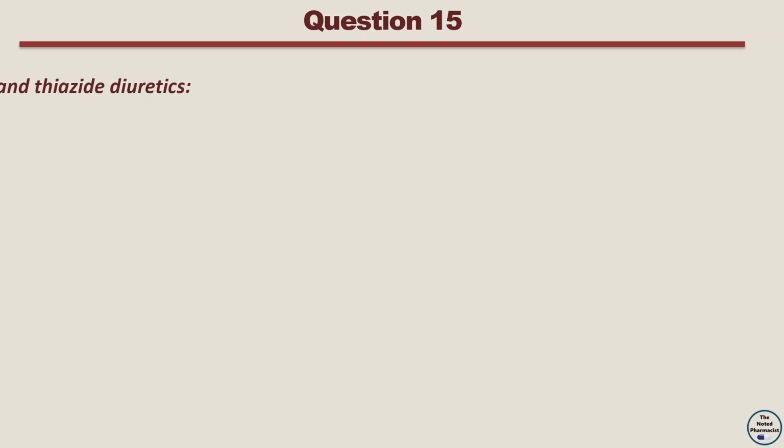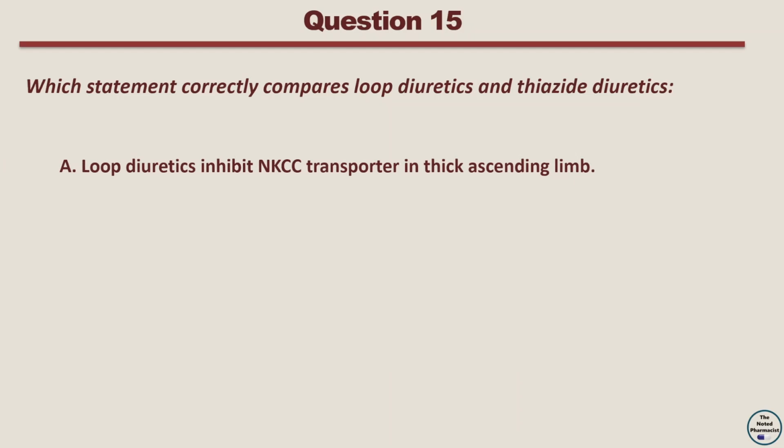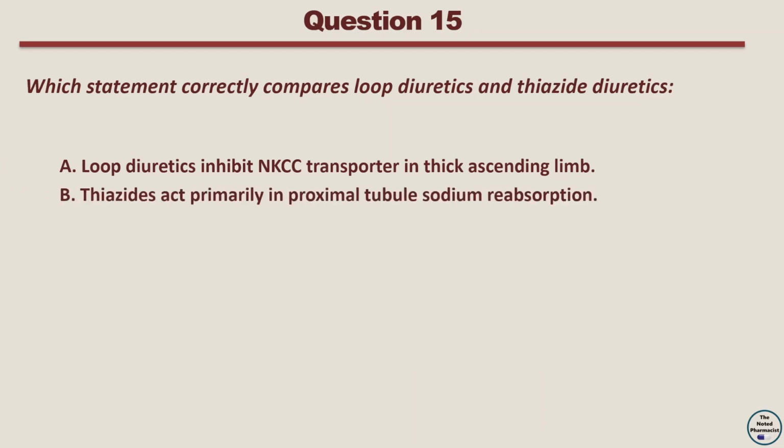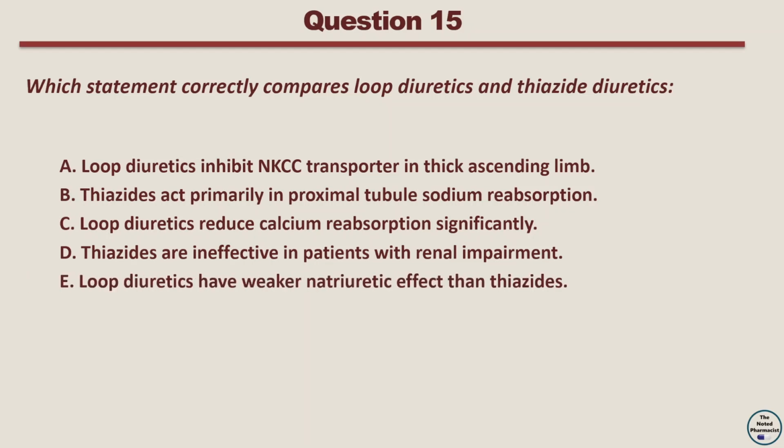Question 15. Which statement correctly compares loop diuretics and thiazide diuretics? Option A, loop diuretics inhibit the NKCC transporter in the thick ascending limb. Option B, thiazides act primarily in proximal tubule sodium reabsorption. Option C, loop diuretics reduce calcium reabsorption significantly. Option D, thiazides are ineffective in patients with renal impairment. Option E, loop diuretics have weaker natriuretic effect than thiazides.